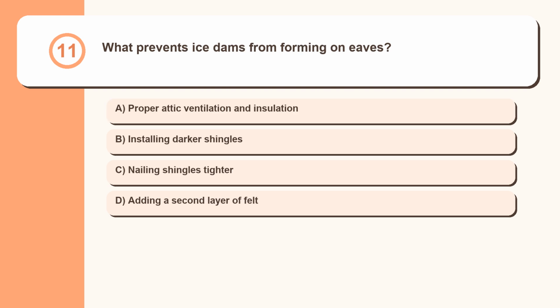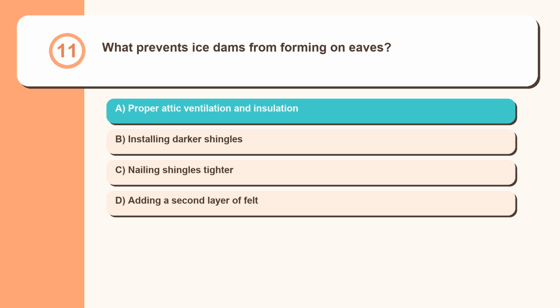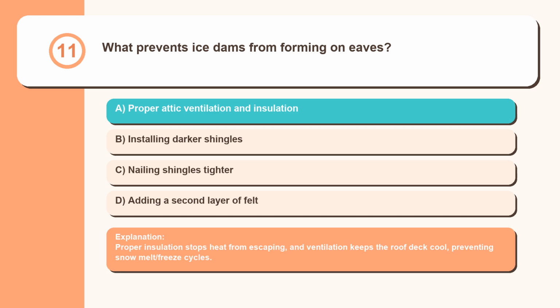Question 11. What prevents ice dams from forming on eaves? Proper attic ventilation and insulation, installing darker shingles, nailing shingles tighter, adding a second layer of felt. Proper insulation stops heat from escaping, and ventilation keeps the roof deck cool, preventing snow melt and freeze cycles.